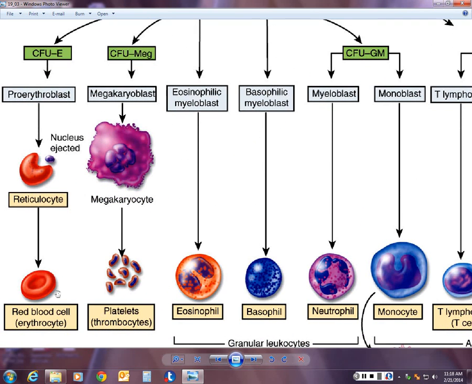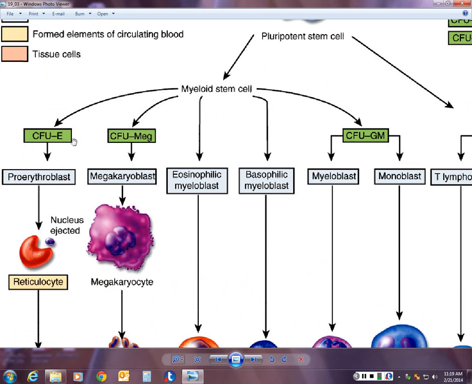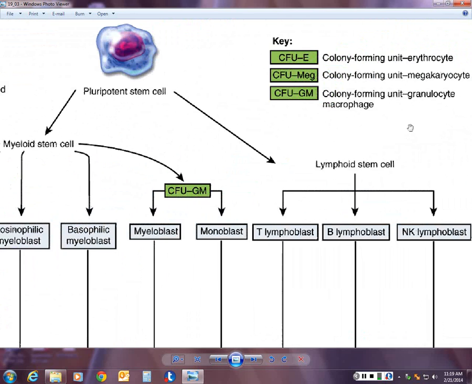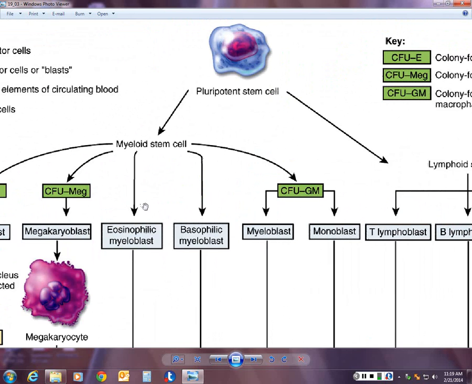If we look at those arising from the myeloid stem cell line, you'll see it pretty much includes almost every formed element. The red blood cells come from the myeloid stem cell. The platelets also. Most of the white blood cells: you've got the eosinophil, basophil, neutrophil, and monocyte, all arising from that myeloid stem cell. You can even see that they've included in the chart some of these chemical messengers. They're called colony-forming units. So you have, for instance, CFU-E, which is colony-forming unit erythrocyte, CFU-MEG, which is colony-forming unit megakaryocyte, and the list will go on.